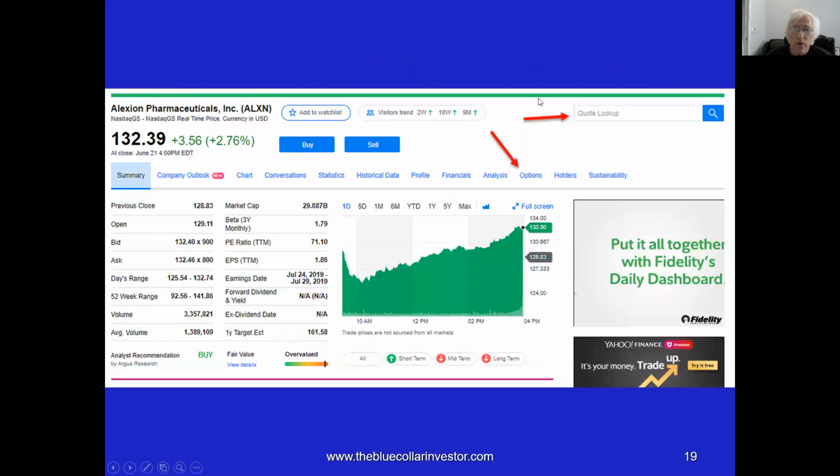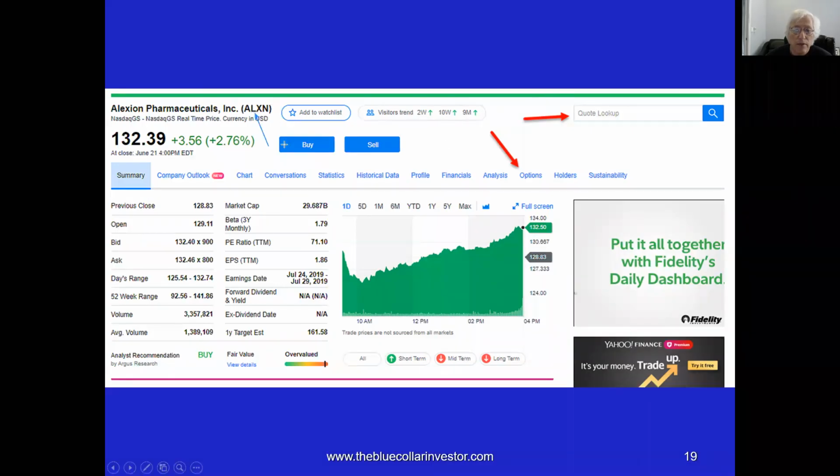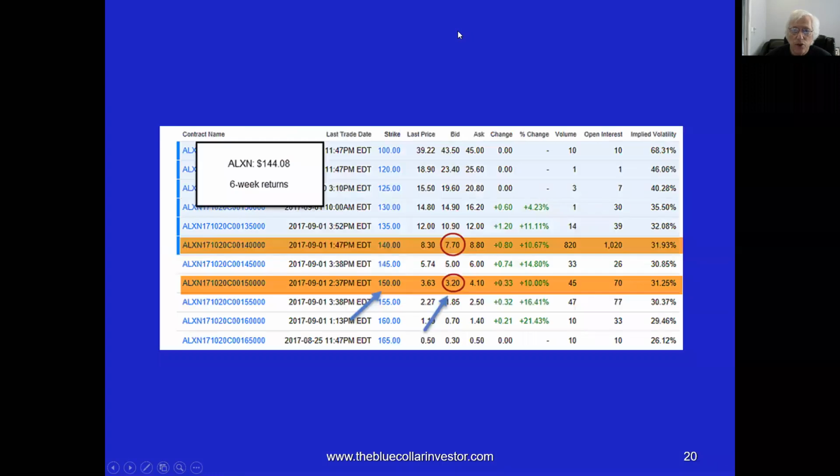So on this slide over here, you will see that we went to finance.yahoo. The stock is Alexion Pharmaceuticals. We put that ticker in here, and then we'll get to this page, and then we click the options link. By clicking the options link, we know that's going to take us to the option chain, and this is what an options chain looks like.